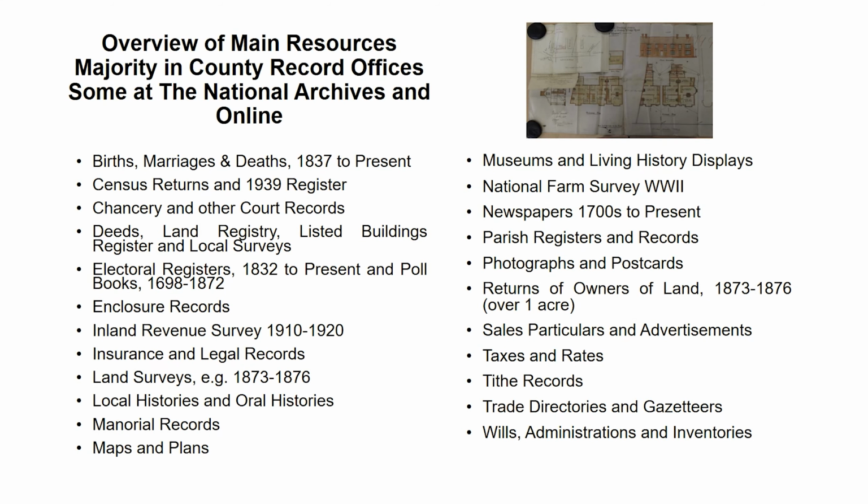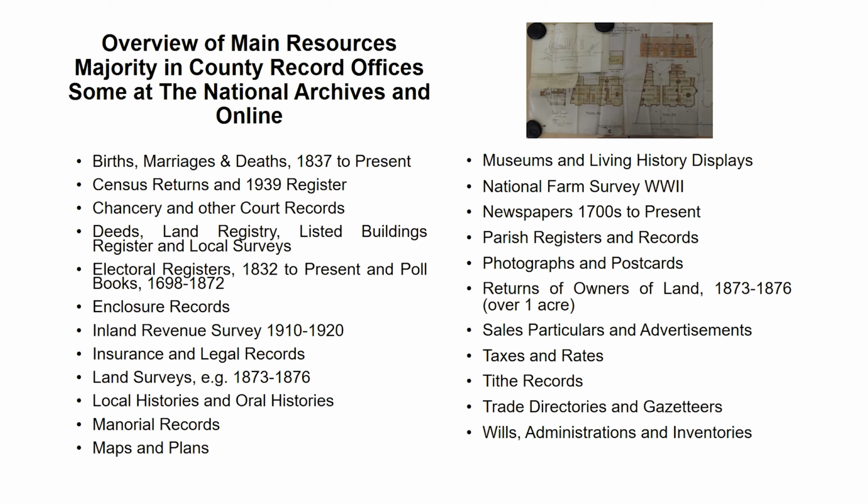Other sources are deeds, the land registry, listed buildings register and local surveys. These include archaeological surveys, which, although the word archaeological might make you think they're only focusing on the ancient history, often include reference to local buildings of historical interest of whatever age, and they are invaluable. Listed buildings register and local surveys can increasingly be found online, but also in local reference libraries.